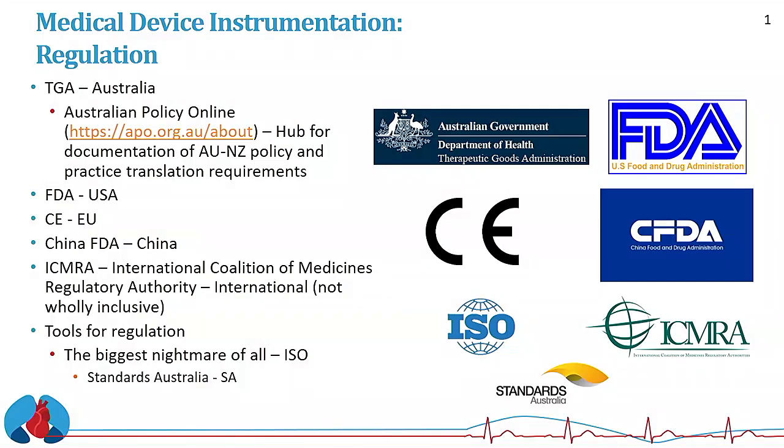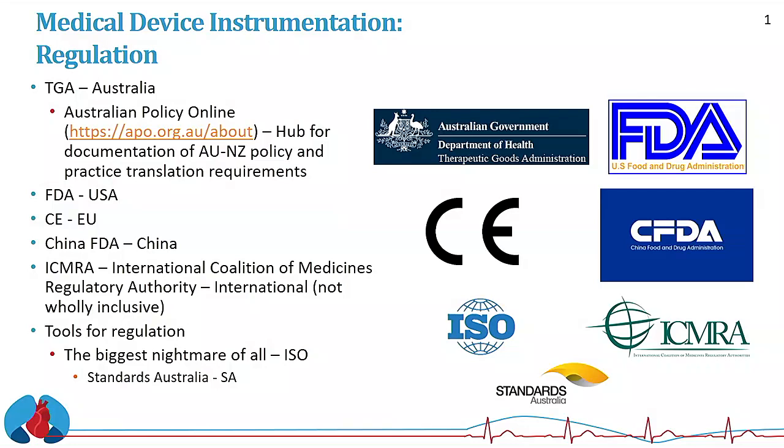There's been some work in recent years to try and get a coalition of medical regulatory authorities to globalize and streamline the approval of medical devices and medical therapies. So far there are many member organizations, but it doesn't quite have the authority that it is seeking. So the tool for regulation that is the biggest nightmare of all is ISO.